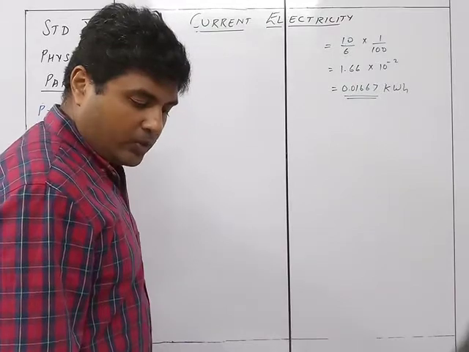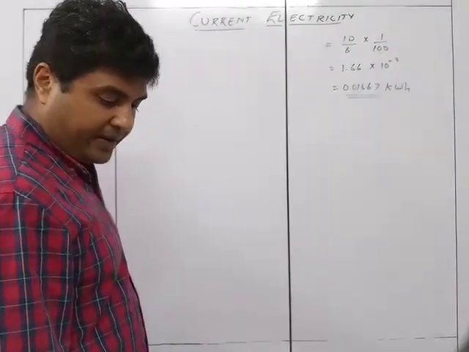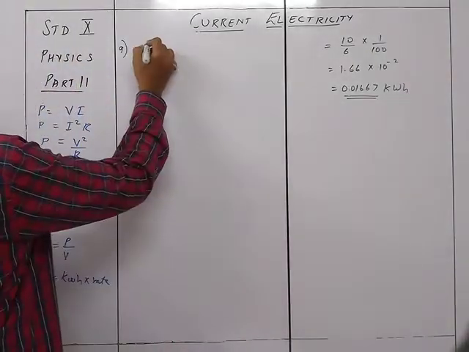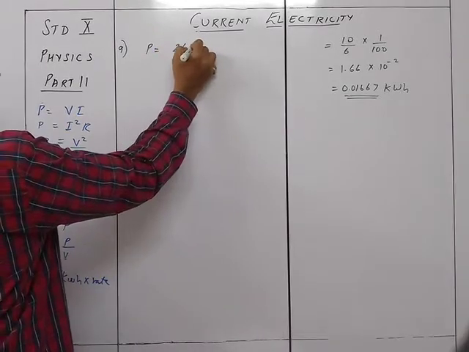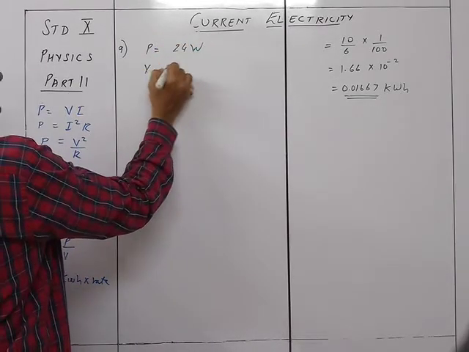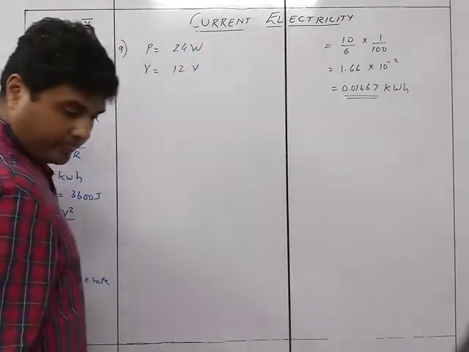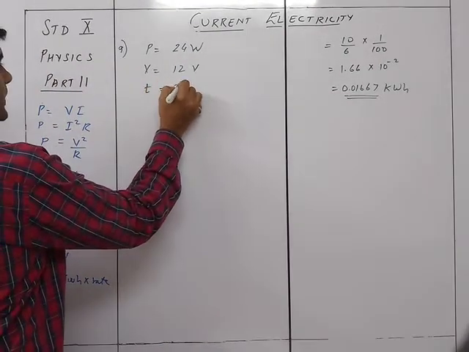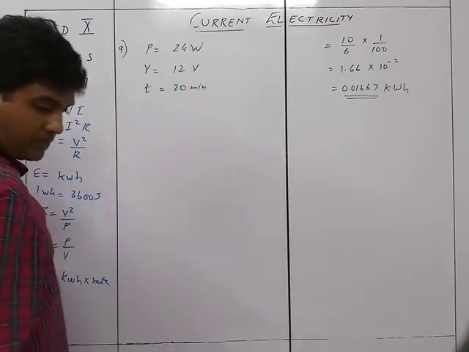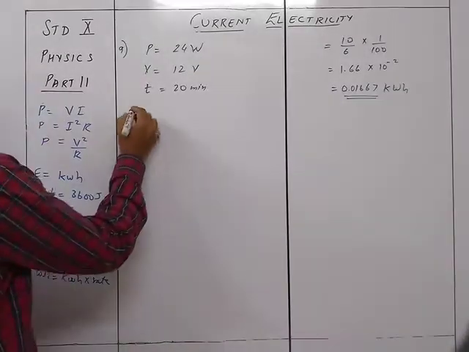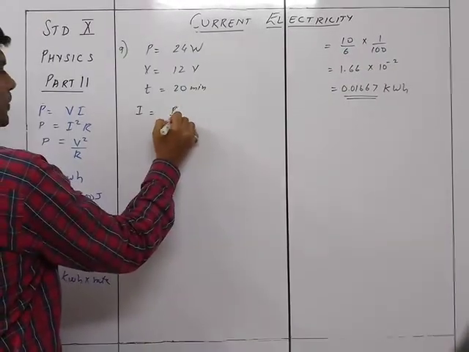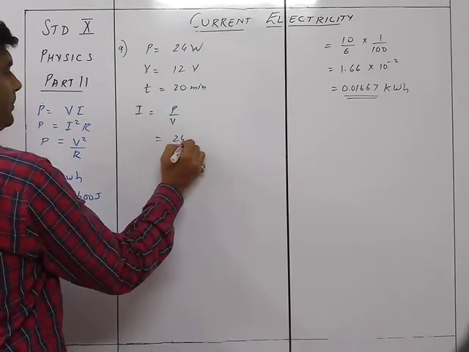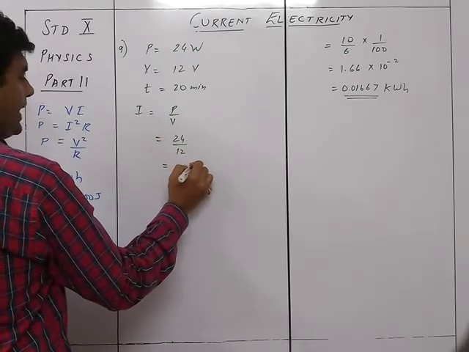A bulb rated 12 volts, 24 watt, operates at 12 volts for 20 minutes. So power is equal to 24 watt, voltage is 12 volt, and time is equal to 20 minutes. We need to find the current flowing. So I is equal to P upon V, which is 24 upon 12, equal to 2 ampere.